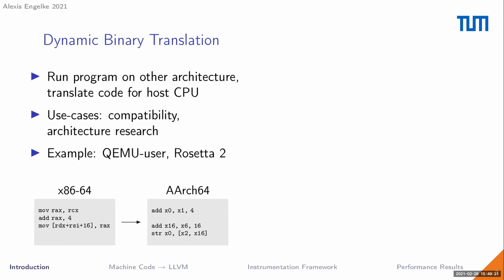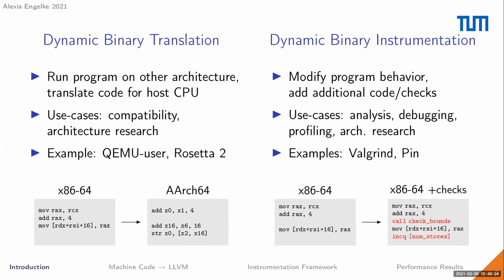Now for dynamic binary instrumentation, we want to modify the program behavior. For example, we want to add additional code or checks. The most popular example is probably Valgrind, which adds memory region checks and addressability checks and inserts them dynamically in the program so you don't have to recompile. But there are also other use cases, for example profiling tools where we instrument stores or loads and check what data is loaded or stored and perhaps implement a cache simulator on that.